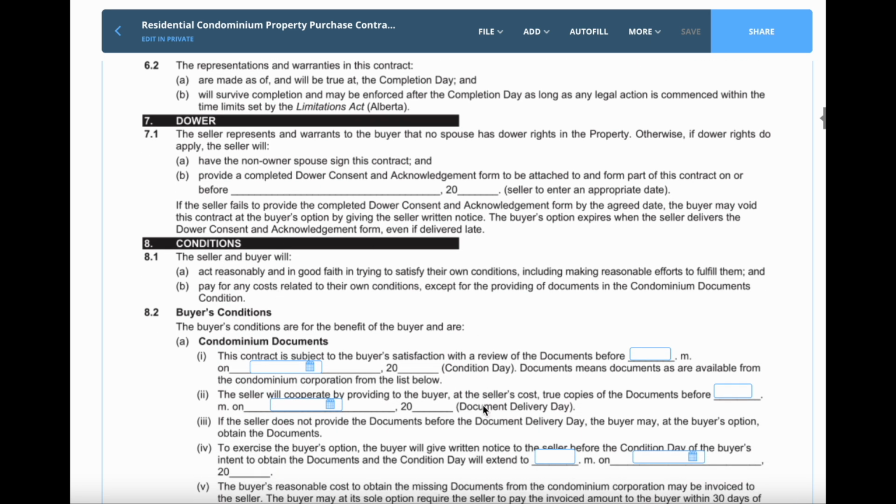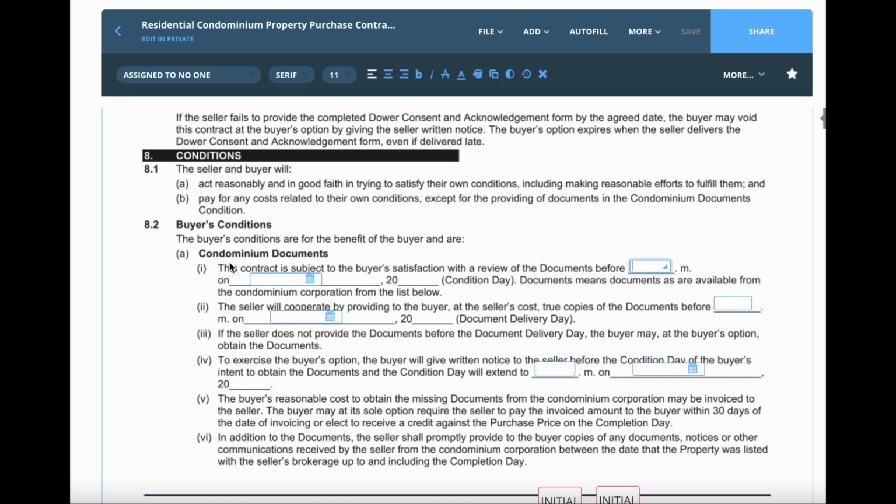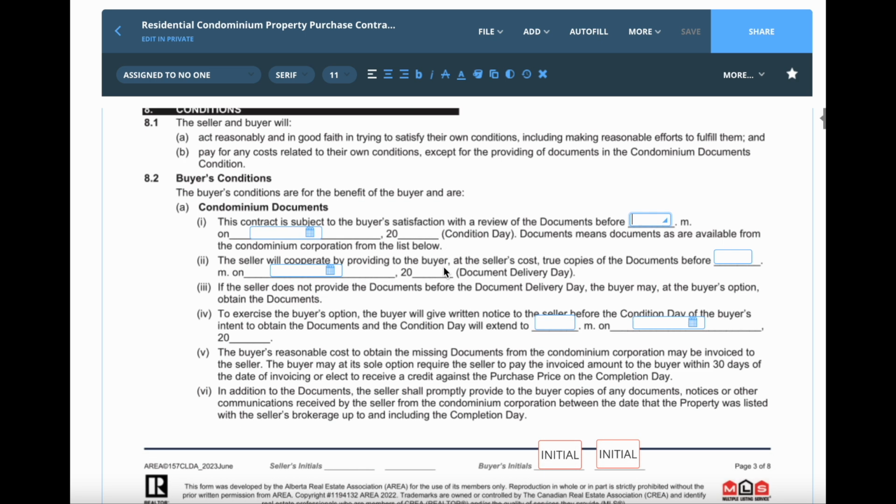Conditions. So this is very important for all buyers, and I always say don't go unconditional, because it can bite you. Of course, depending on the market conditions, sometimes you have to, to get a good deal or to be competitive enough. Buyer's conditions: the most common ones are condominium documents. So we would put a time and a date here for how long you have, it's usually about a week. 5 business days should be enough for this. If you get lucky, you can take 2 weeks to review them.